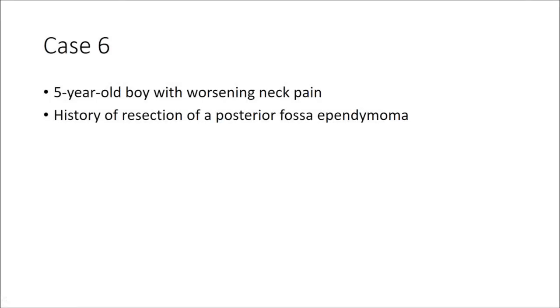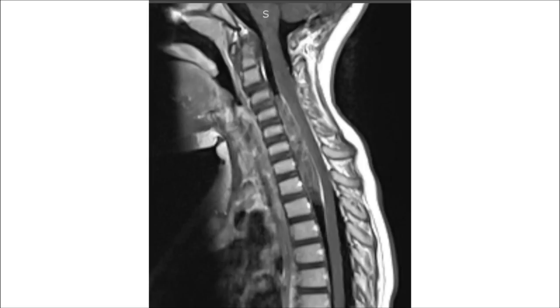Okay, let's move into case number 6. This is a 5-year-old boy with worsening neck pain. He had a history of resection of a posterior fossa ependymoma, and came now with some changes in the imaging. Now you see something in the spinal cord, a mass that is compressing the cord and with enhancement.